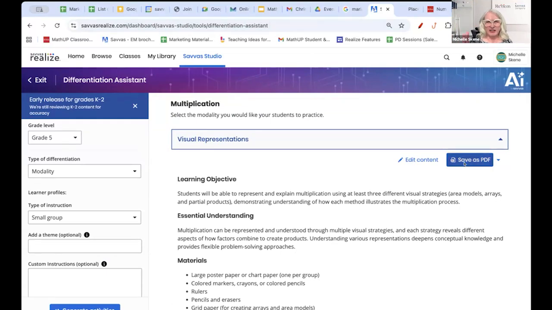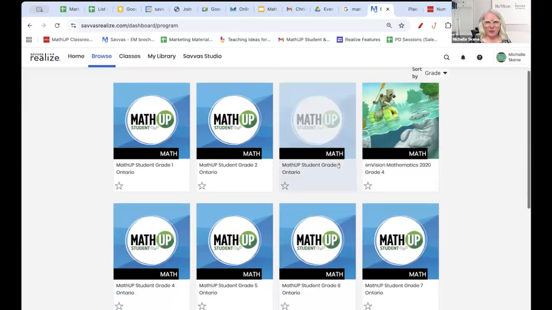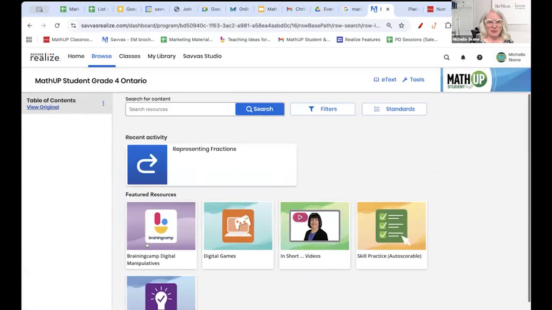And you can see once again, I can save that, and I can assign it through my library if I wanted. So that is the studio. And then I'm just going to come back here and show you one other feature. Doesn't matter what program I'm in, or sorry, what grade level I'm in.